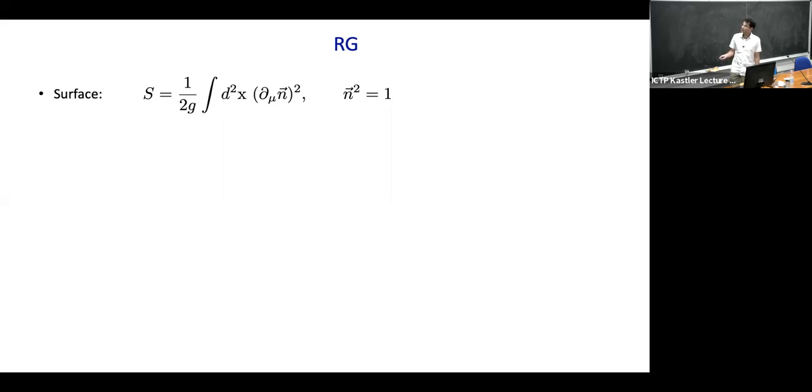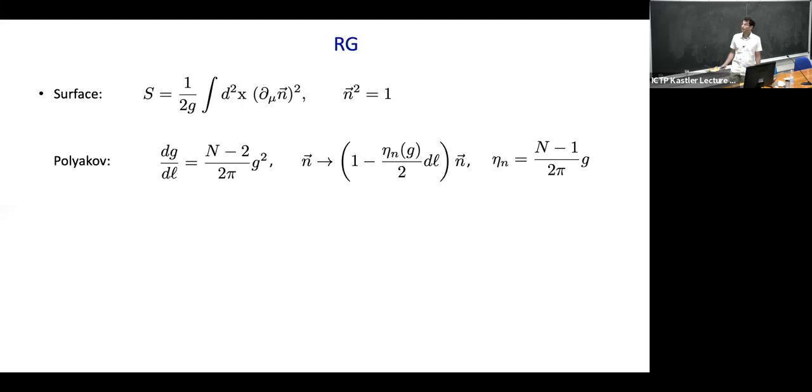But before we answer that question, let's remind ourselves, if we just had a purely two-dimensional layer, what would happen? What is the IR fate of this theory? We know very well, Polyakov has taught us that this coupling constant G, even if it starts out small, in the infrared runs to infinity. And this signals the appearance of a finite correlation length, in accordance with the Mermin-Wagner theorem.